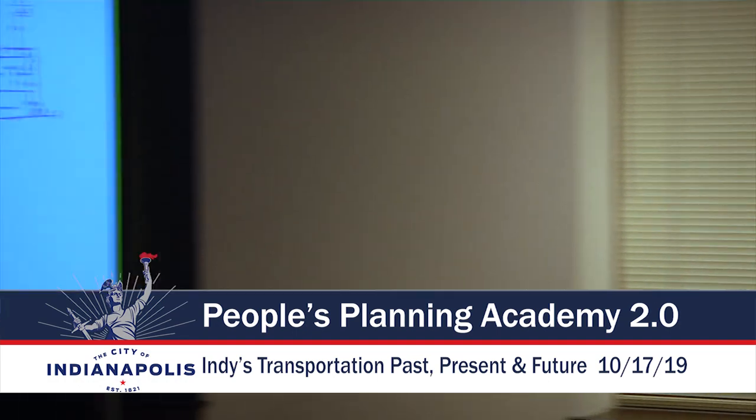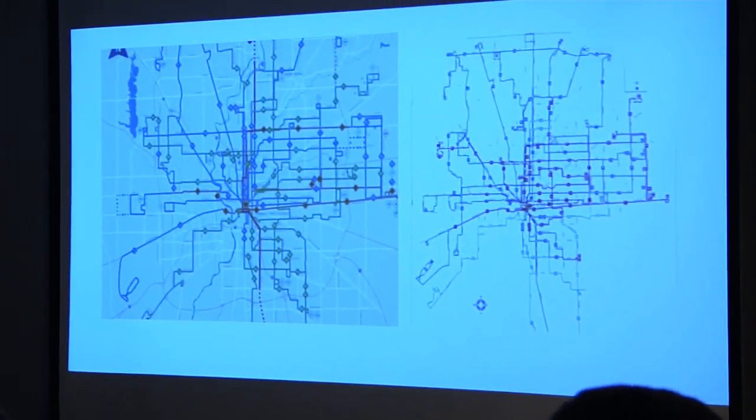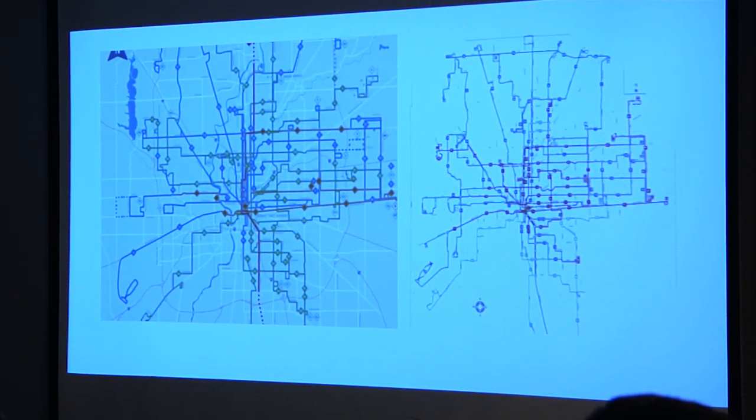So this is how our network looks as of about a month ago. On the left, you can see the red line running north and south, but you see a lot of green, those are lines that run once an hour, and a lot of blue, those are lines that run once every 30 minutes, and the orange, you see some orange, but those are lines that run every 15 minutes.